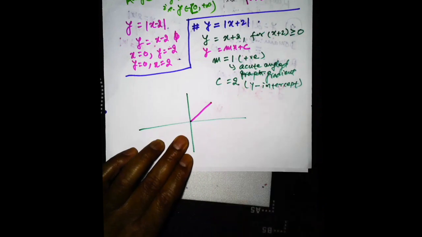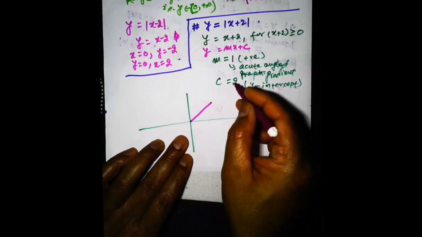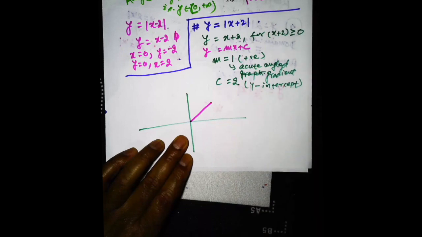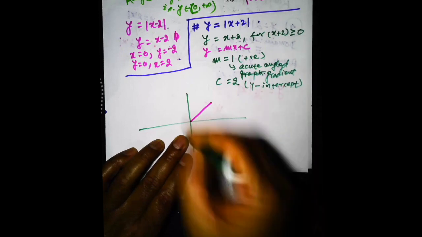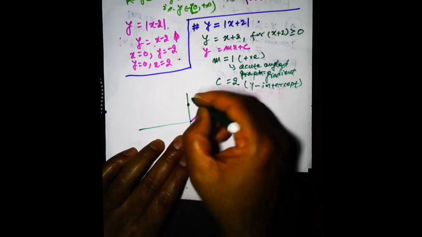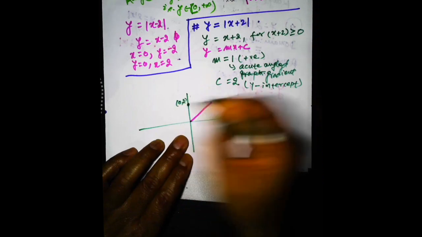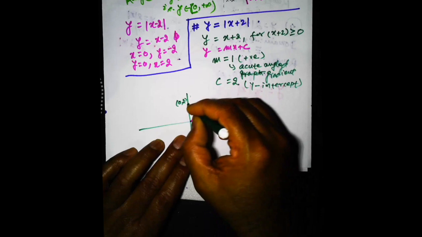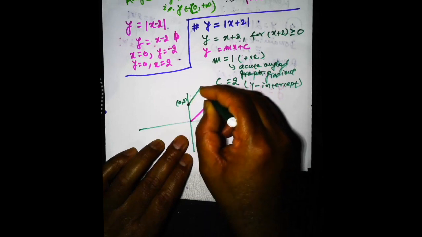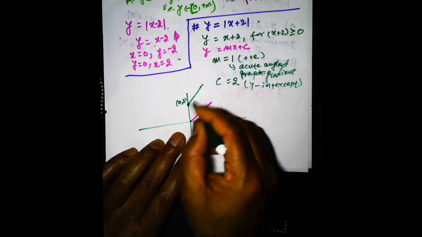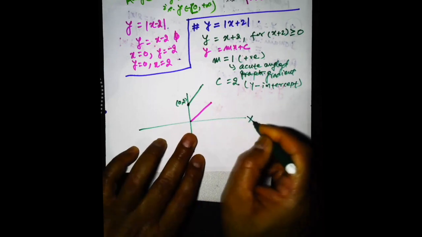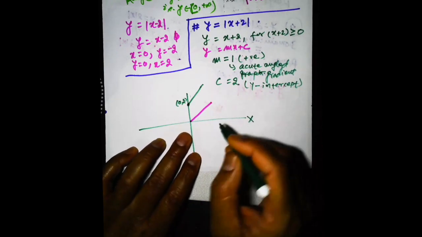Another thing is that our y-intercept is 2. So we start from 2. So 2 means here, and this coordinate is (0, 2). So what happens here? We take this angle. If you compare the angle of this line with the x-axis, it's going to be an acute angle.